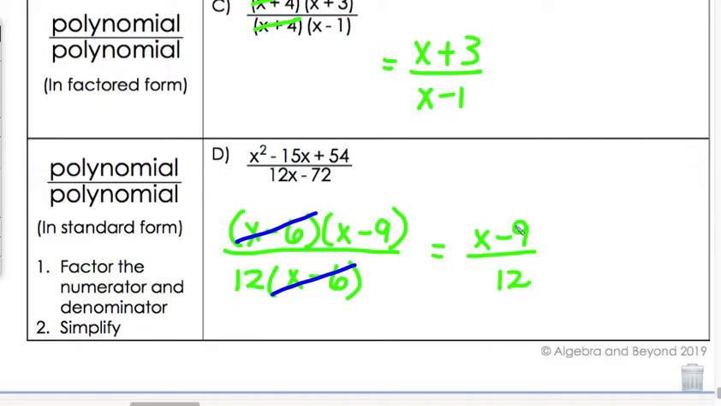Some people think that 9 and 12, because they have 3 in common, should simplify. You cannot do that.